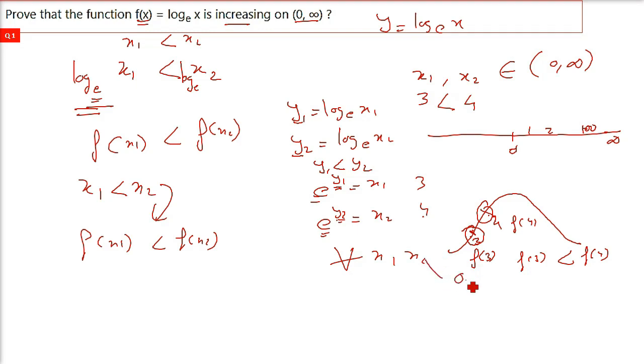So for any x1 and x2 belonging to (0, infinity), f(x1) is less than f(x2) if x1 is less than x2. I just gave you an example: 3 is less than 4, and the value of the function at 3 and at 4 follows the same relation, that f(3) is less than f(4). So f(x) is increasing in (0, infinity).